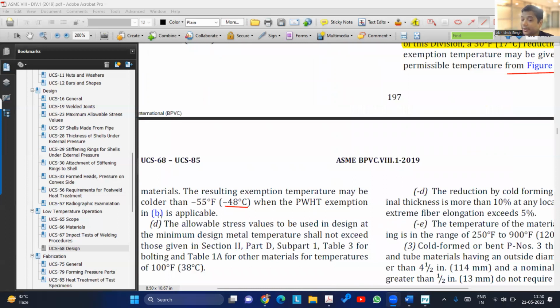For P number 1, if you are doing PWHT when it is not required, then minus 17 degrees Celsius you can do. And if the resulting temperature is coming even less than minus 48, then also it is valid. You can go up to even minus 52, minus 55. Okay. Getting it? Now it's clear, Abhi?